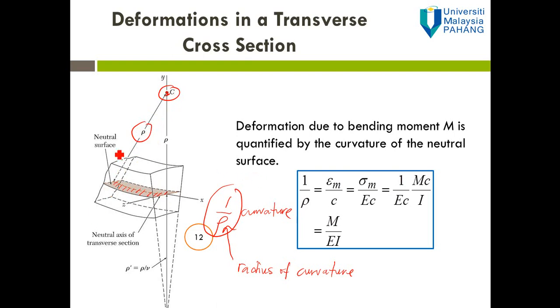I don't think I should show you how we derive this equation. We are using the same formula that we derived previously. So we can show that 1 over rho is equal to M over EI. This is what we call the curvature equation, and as I said, 1 over rho is the curvature, and rho itself we call the radius of curvature.